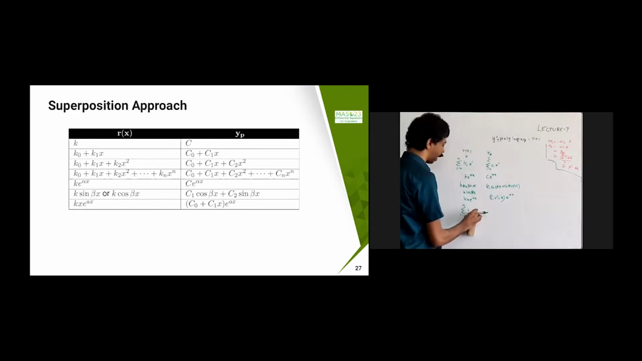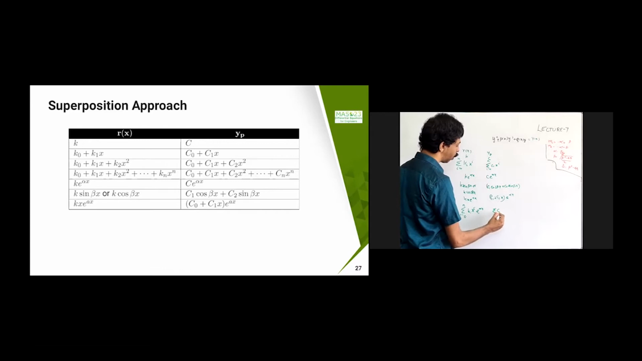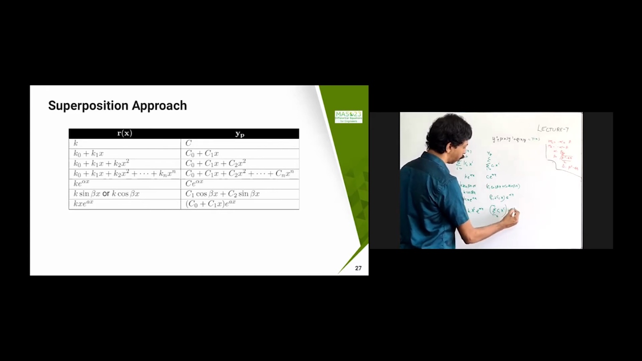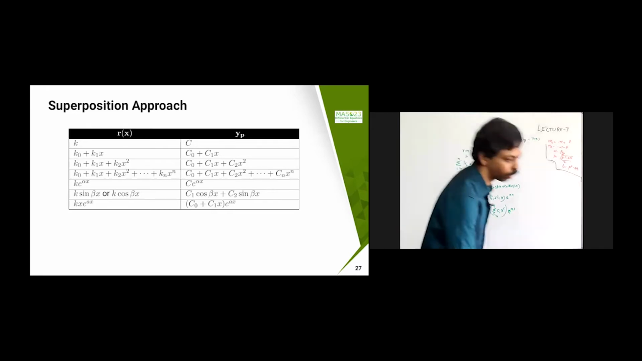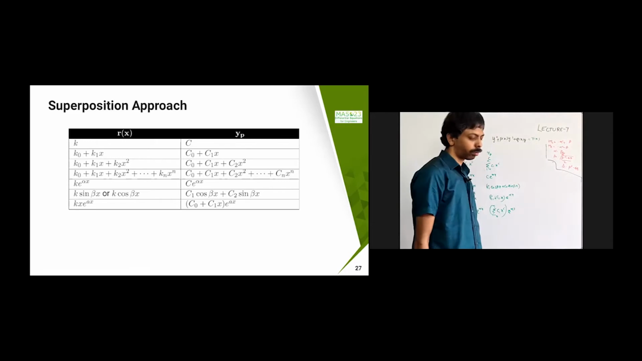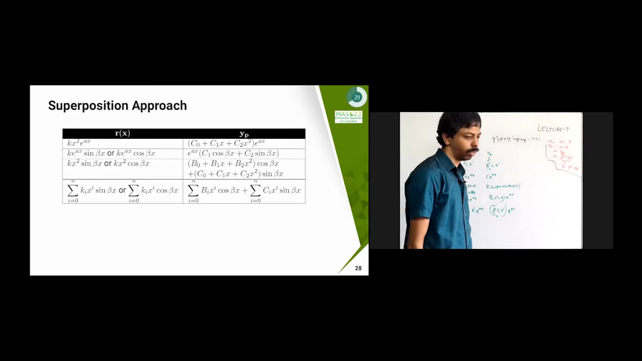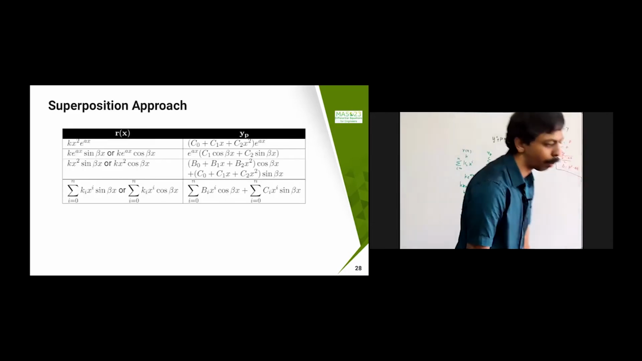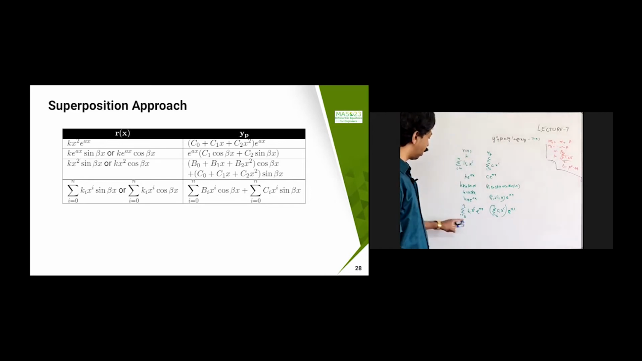k_i into x power i e power alpha x. So in this case I can write summation c_i x power i, i equal to 0 to n, e power alpha x. For example, here we have c1 plus c2 x, summation k x^i e power alpha x. This is going to come.